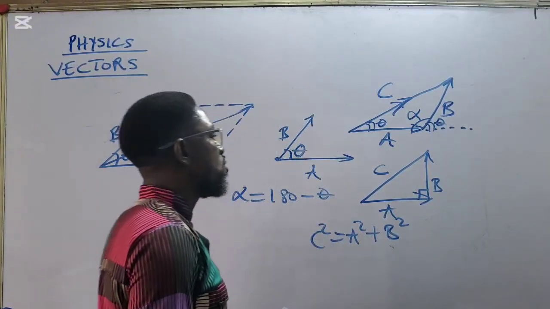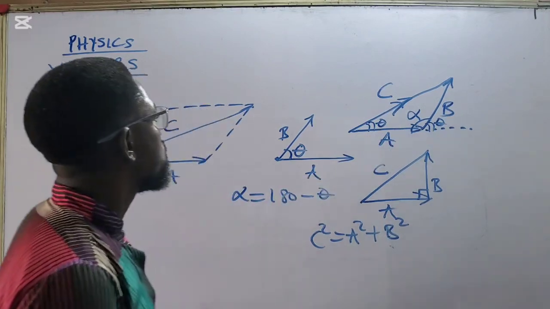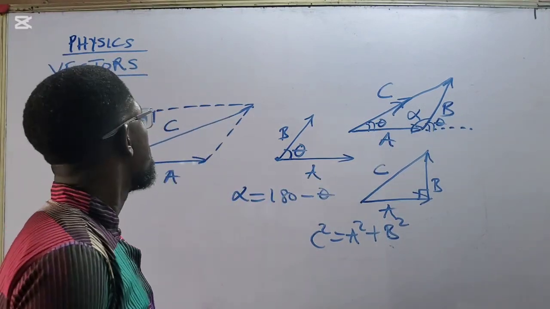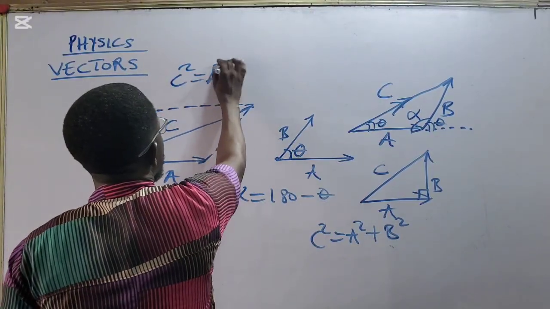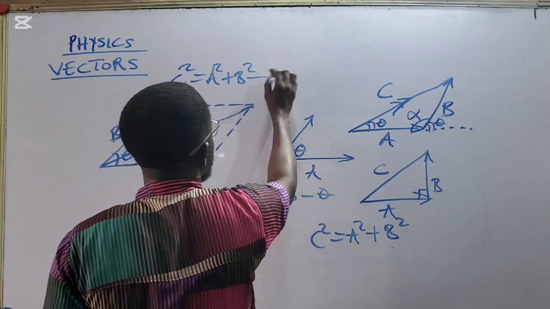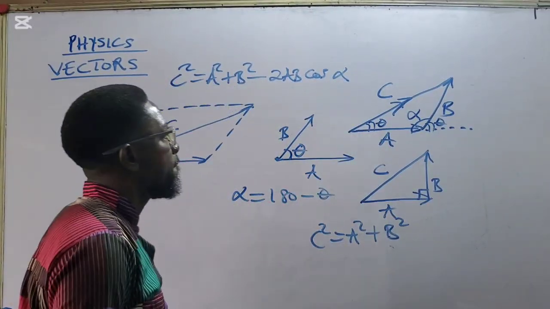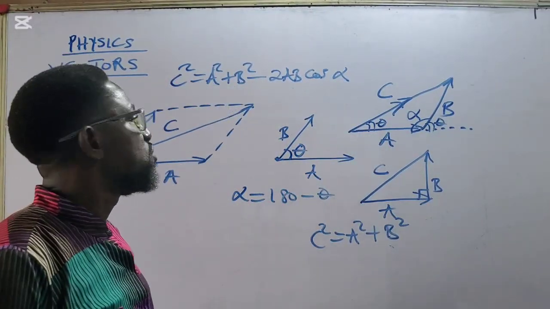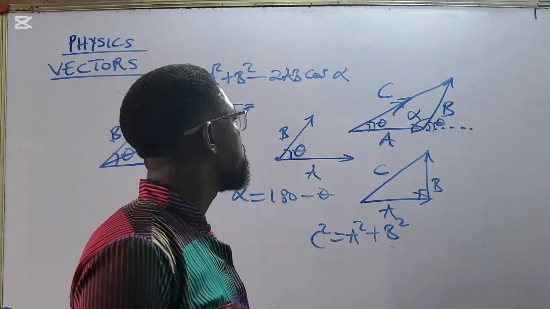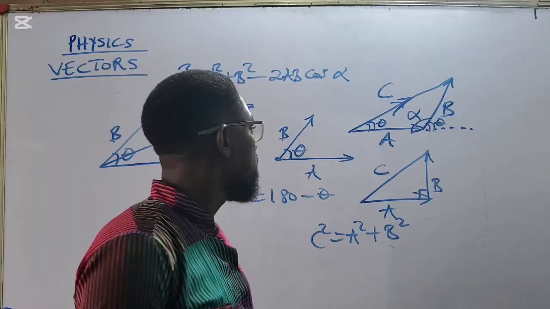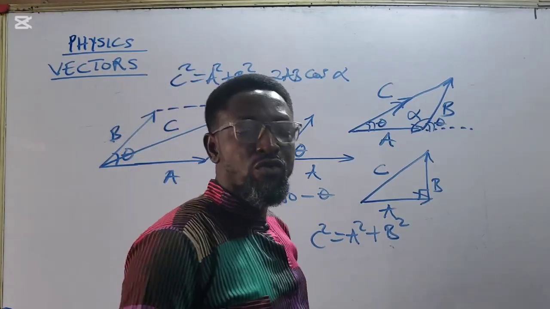To get the value of the resultant of vectors, in this case we make use of what is called the cosine rule. The cosine rule: C squared will be A squared plus B squared minus AB cos alpha. So with that, you can get the value of the resultant of vectors. Now, if you are taking the vectors in order, you can make use of either the triangular law or the parallelogram law of vector addition.